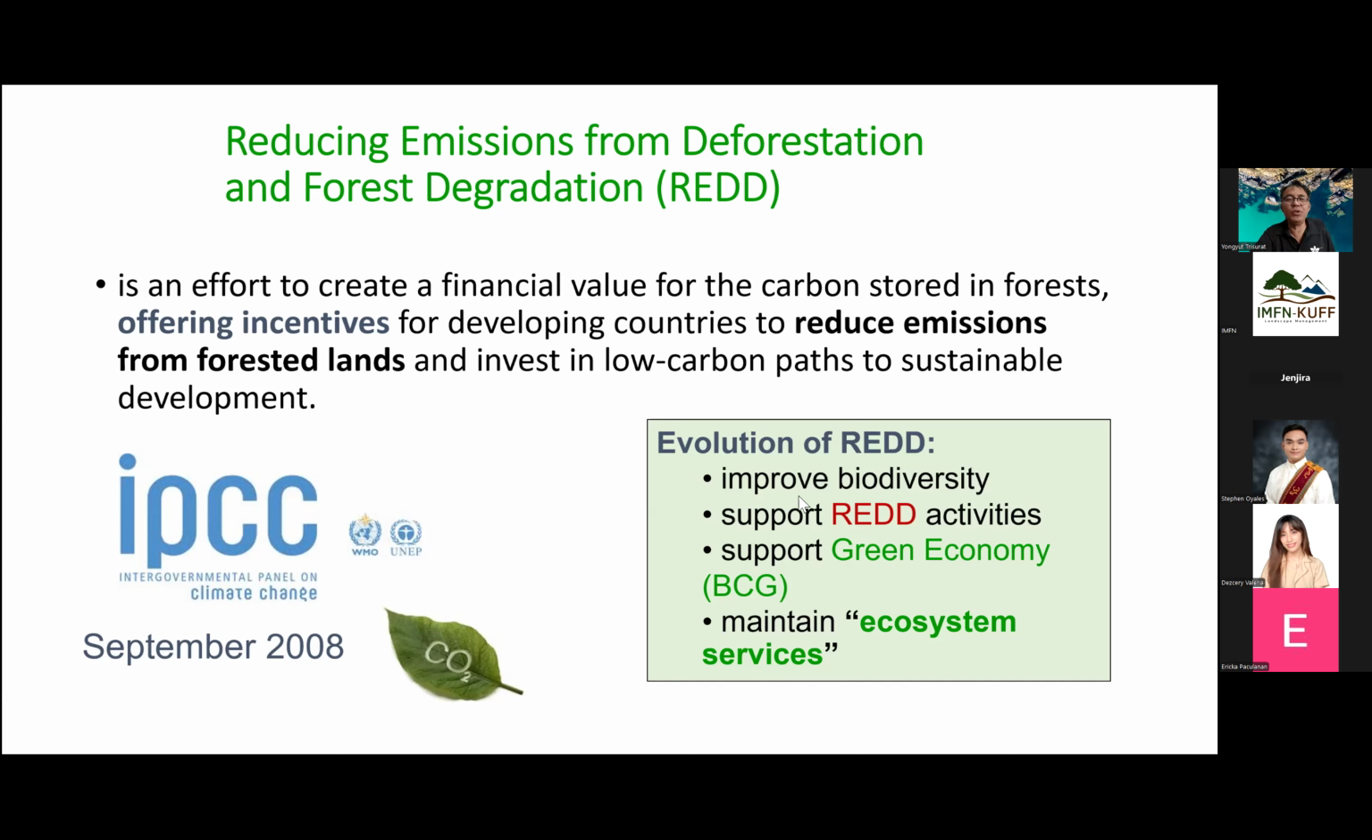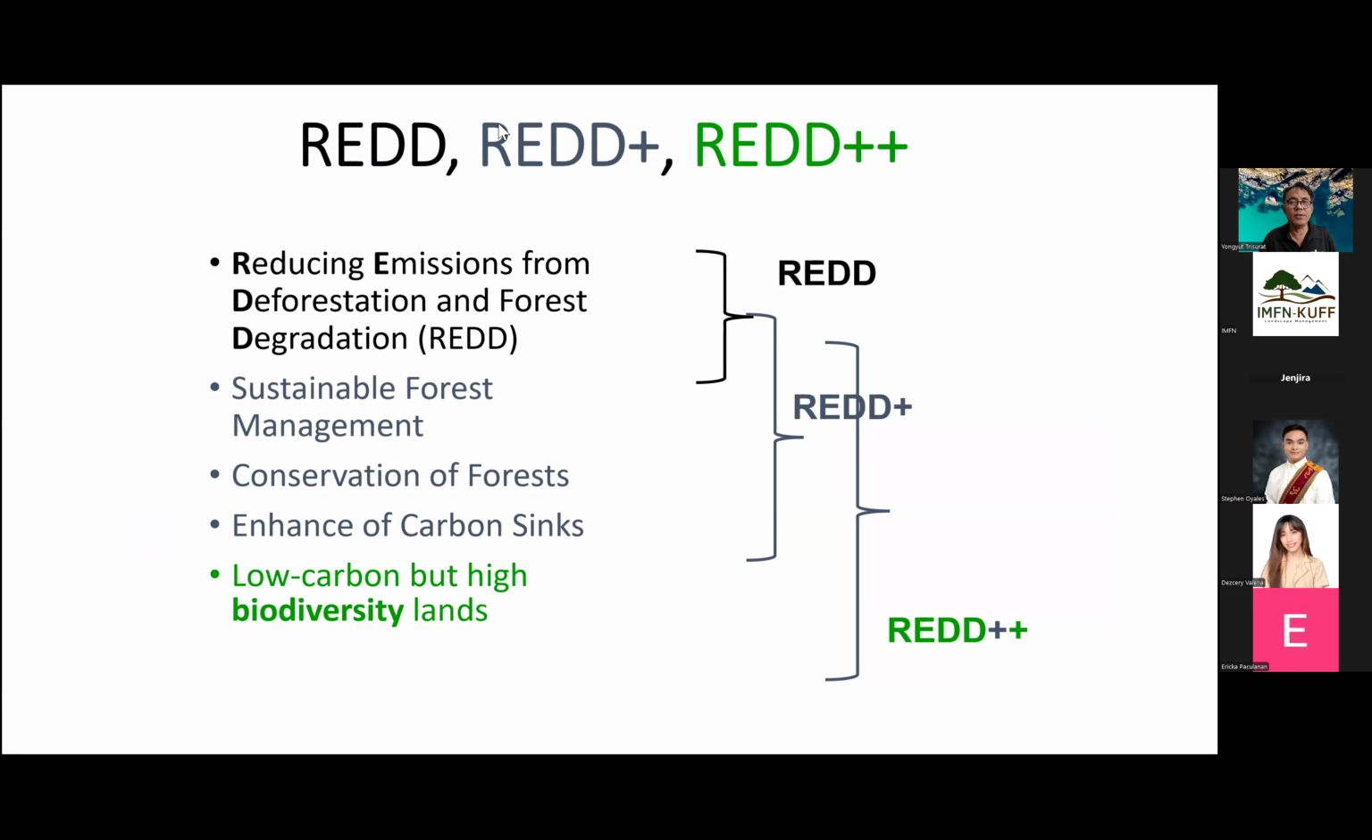So the first one, they aim to reduce the carbon. So now the biodiversity have been integrated. So it's called the REDD plus activity, or to promote the green economy or the BCG approach, and also to maintain the ecosystem services. So the original idea was proposed in 2008. So up to now is almost 18 years or nearly 20 years.